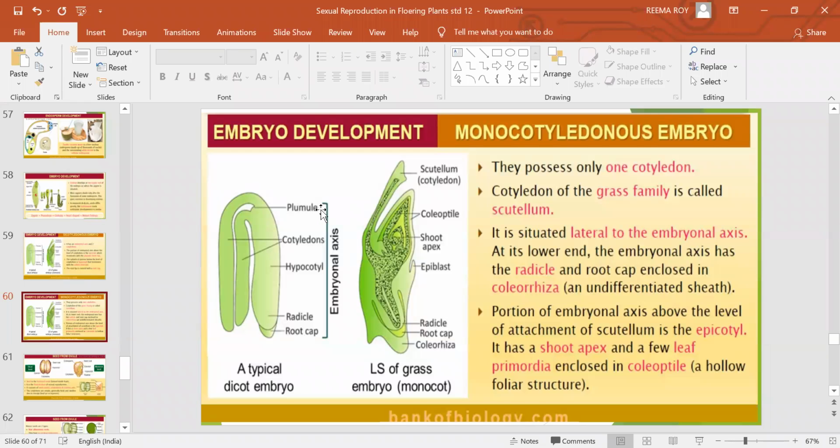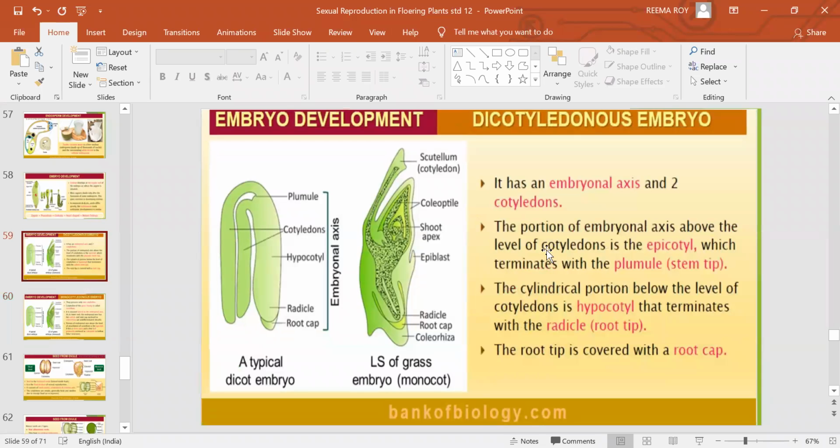प्लूम्यूल से क्या बनता है? शूट बनते हैं. इट विल स्टार्ट टू फॉर्म शूट अपेक्स फ्रॉम प्लूम्यूल. एंड रेडिकल से क्या बनता है? इट विल स्टार्ट टू फॉर्म रूट. ठीक है. रेडिकल से रूट होते हैं, प्लूम्यूल से शूट होते हैं. तो कॉटिलेड दे प्रोसेस ओनली, where is the picture?